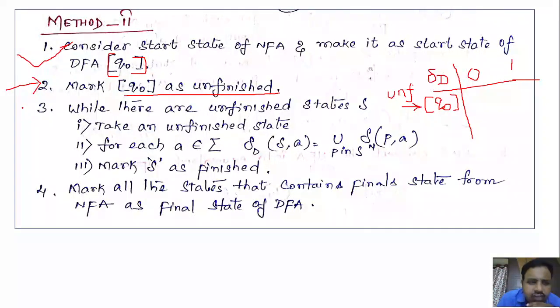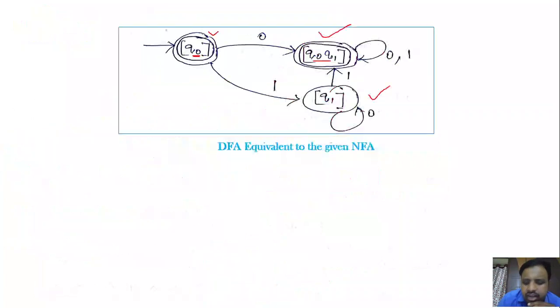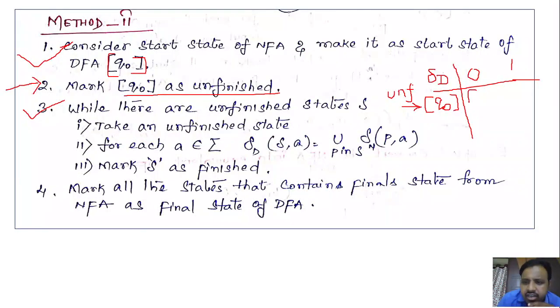In the next step, step number 3, we have to identify the transition from Q naught on 0 and Q naught on 1. How do we identify the transitions for Q naught on 0 and Q naught on 1 in the DFA? We have to refer to the NFA. So what is the transition on 0? Transition of Q naught on 0: we have Q naught and Q1, so here we will write Q naught Q1.